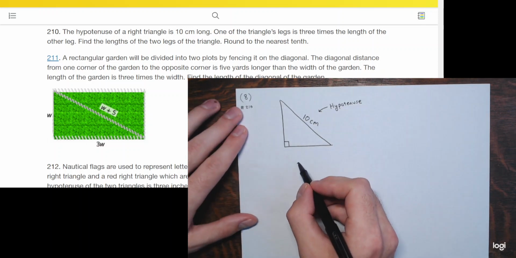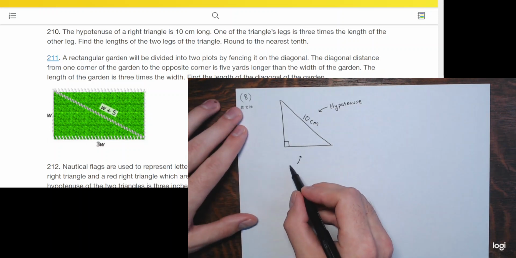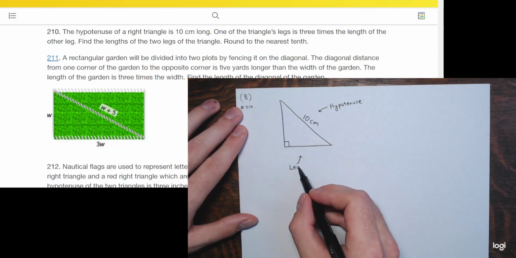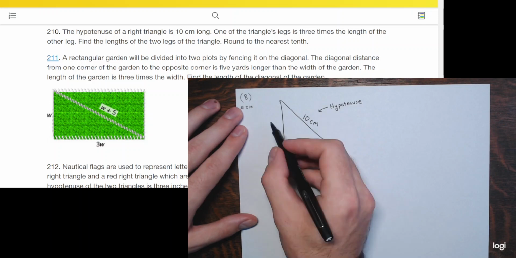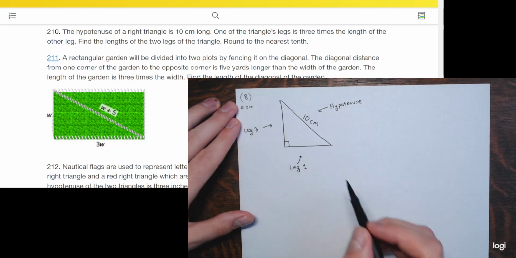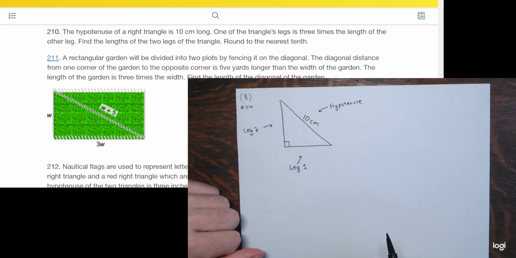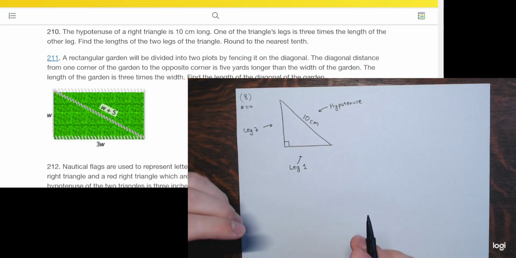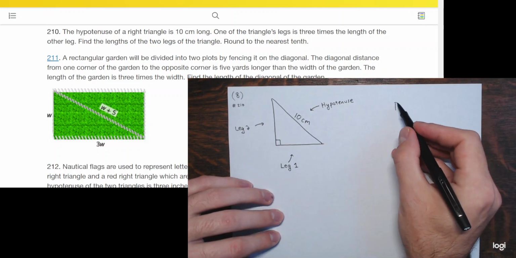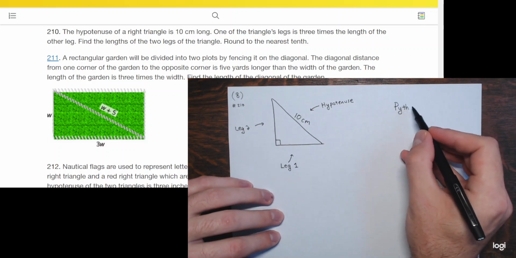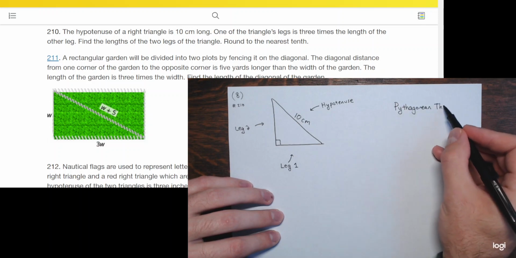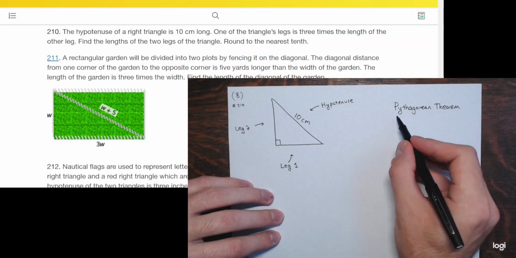All right, then these other 2 sides are called the legs. The sides that form the 90-degree angle are called the legs. So I'll call this leg 1, and I'll call this side leg 2. All right, and what you're going to need to know about right triangles is that the Pythagorean theorem holds for right triangles only, right? You may have heard the Pythagorean theorem before.